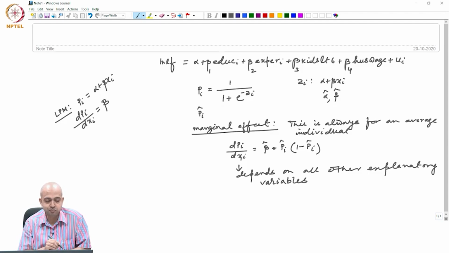In the context of the Logit model, it depends on other factors as well, because pi hat you have to calculate based on your beta 1 hat x1i plus beta 2 hat x2i, like that. That is one thing you have to consider: all other explanatory variables and their estimated coefficients.